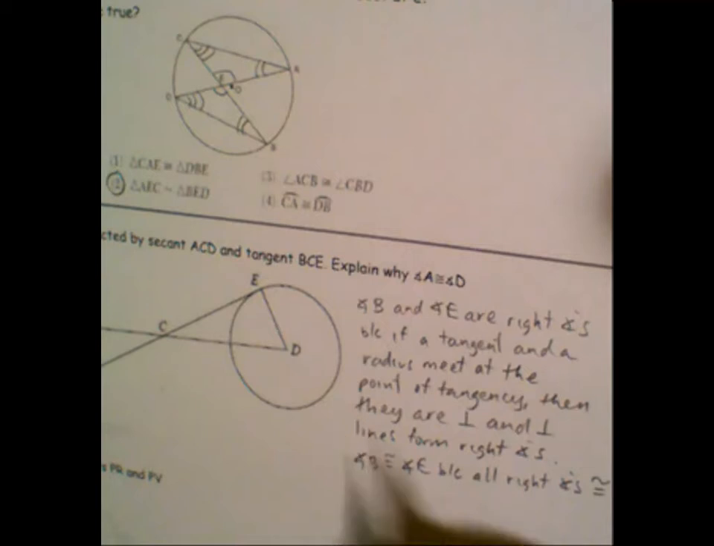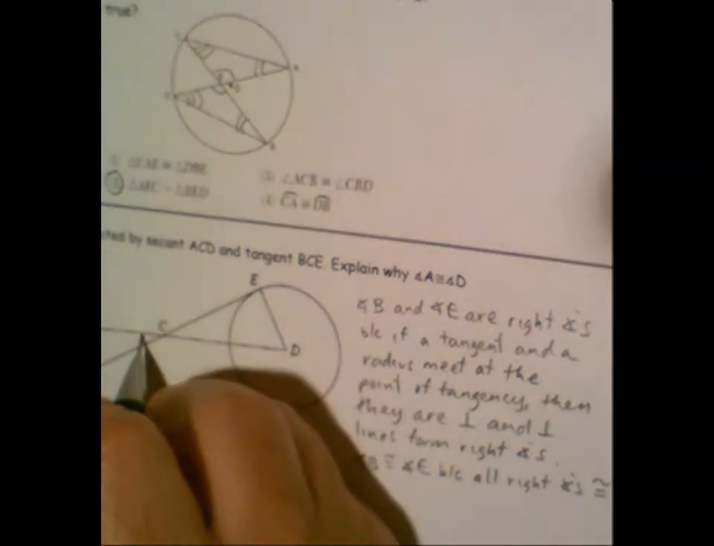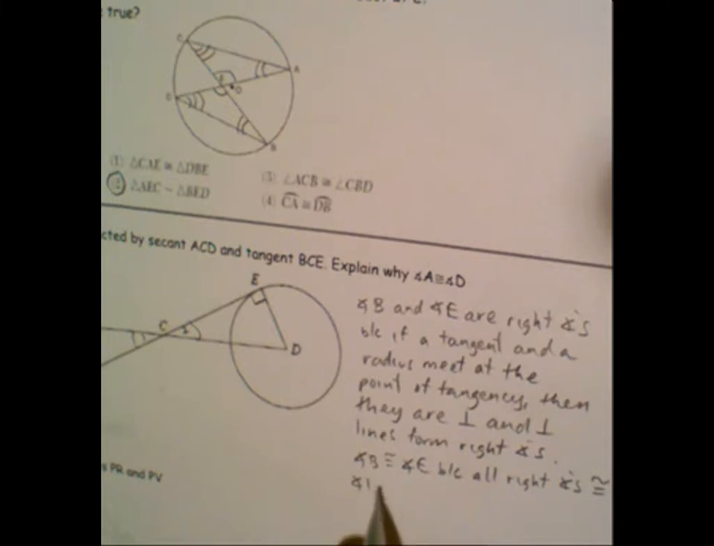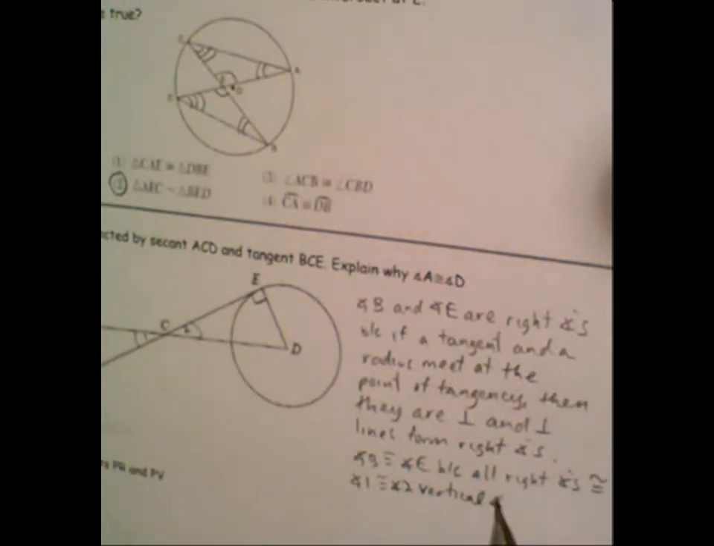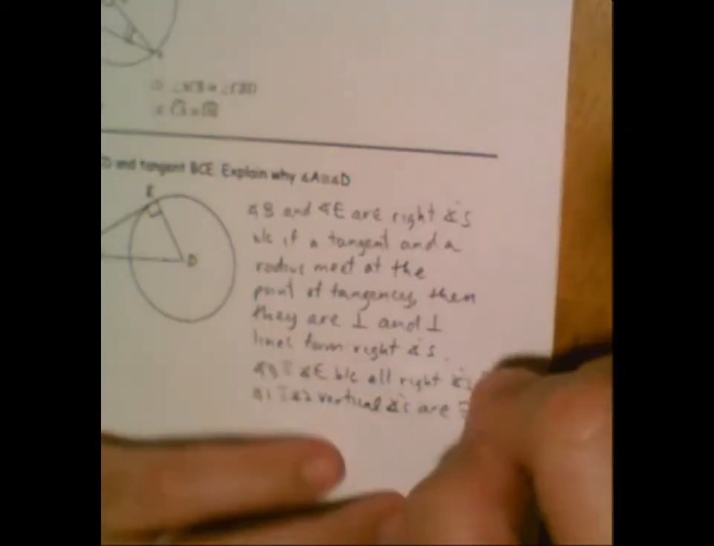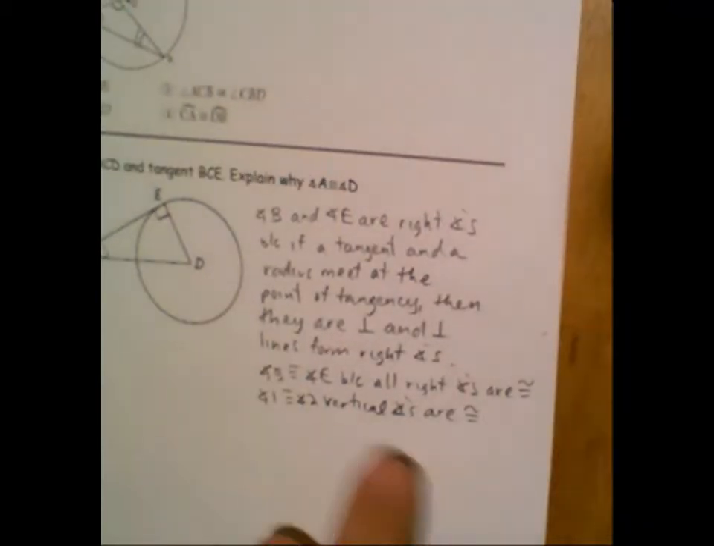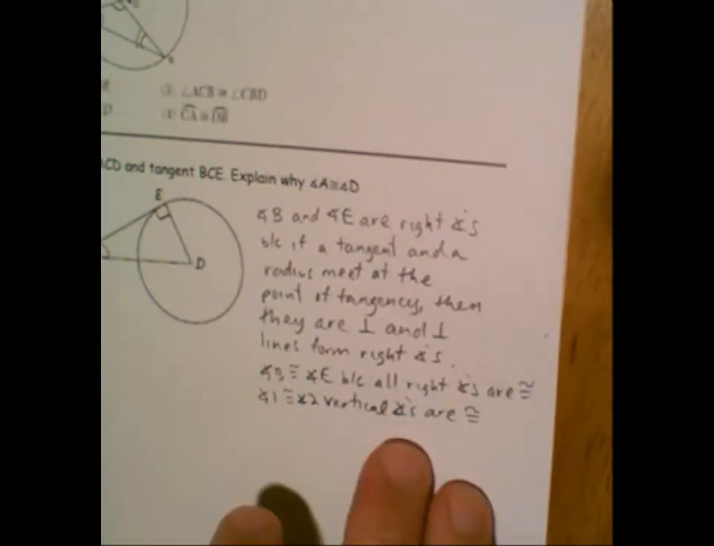Okay, and here, angle 1 is congruent to angle 2 because vertical angles are congruent, right? Angles 1 and 2 are here. Okay. Now, why must angle A be congruent to angle D?